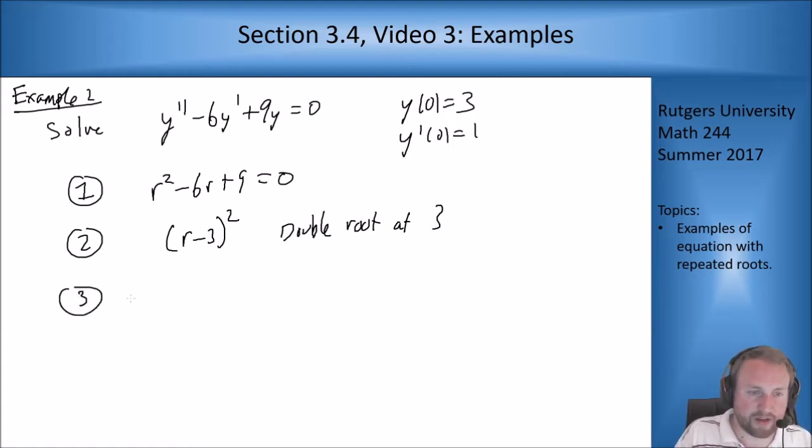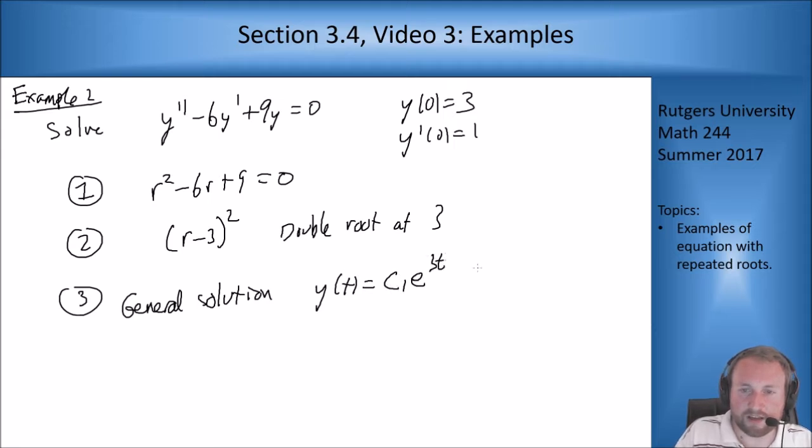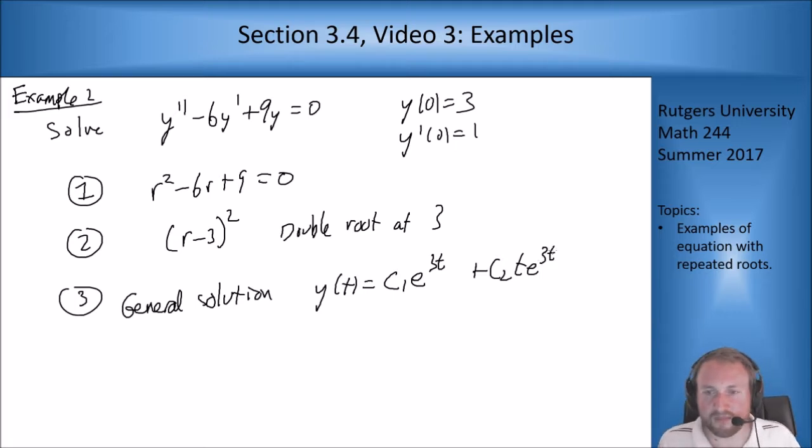And then step 3, general solution, y of t equals c1 e to the 3t plus c2 t e to the 3t. Right, because that's how we get our general solution for repeated roots for a second order equation. And now I want to find constants.